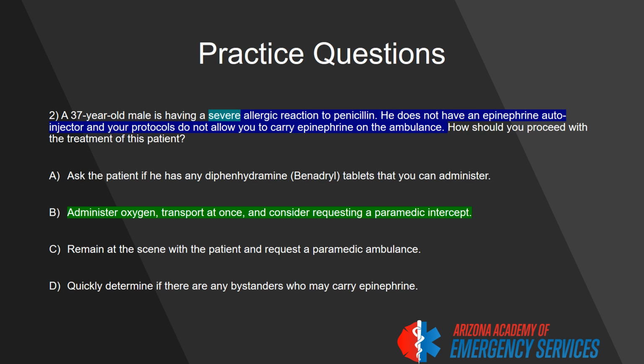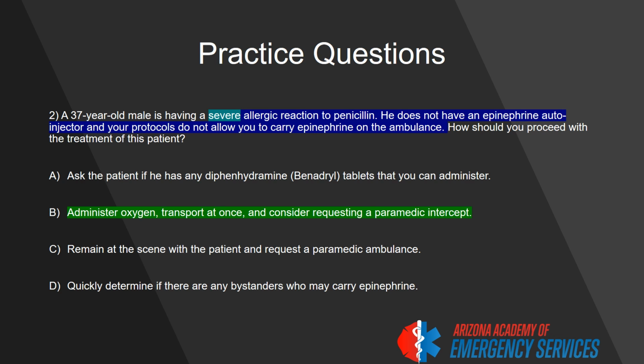Answer option C, remain at the scene with the patient and request a paramedic ambulance. Of course, you see the similarity between answer option B and C are both to request a paramedic intercept or a paramedic ambulance. So we actually like that. That part of answer option C is correct. And the reason being is paramedics carry epinephrine that's packaged not just in the epinephrine auto-injector. We carry it in vials and multi-dose containers. We don't necessarily need to be carrying an EpiPen. We can administer epinephrine to the patient in various other ways.